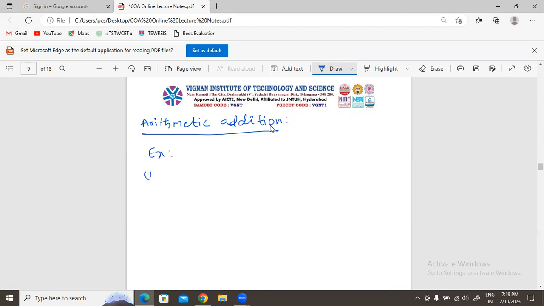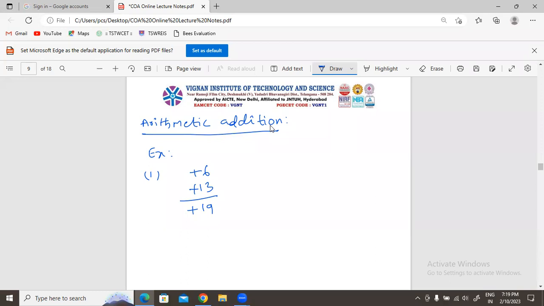Example 1. I want to add plus 6 and plus 13. What is plus 6 and plus 13, Ra? Hello? Plus 19. I am adding two positive numbers, so you will get a positive number only.